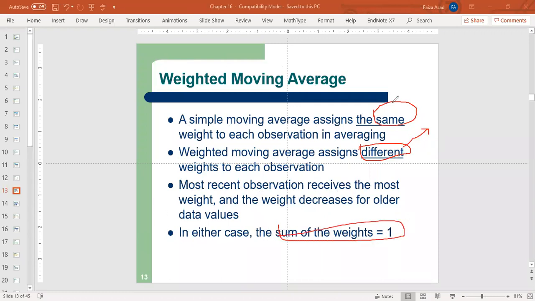So these are some points for the weighted moving average, or you can say the main differences between the weighted moving average and simple moving average.